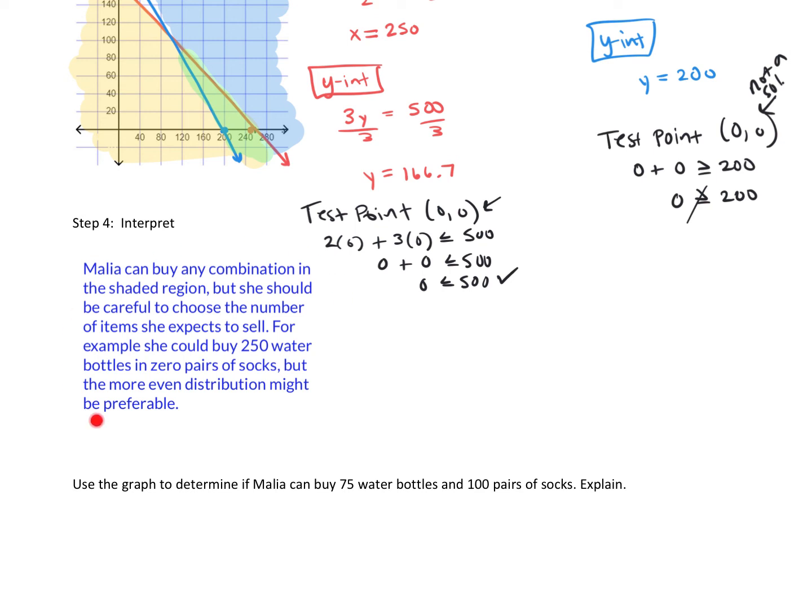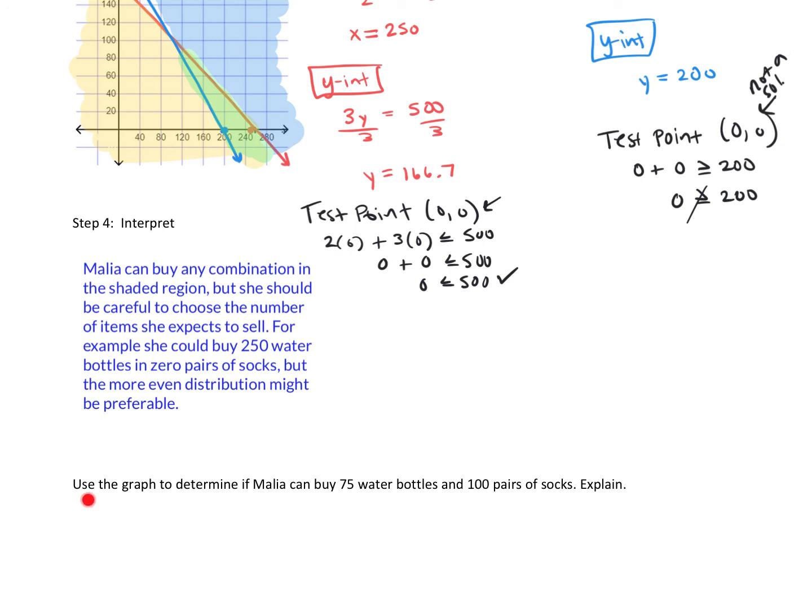All right, here's our interpretation. Leah can buy any combination in the shaded region. So again, I end up shading it in green. Any point in the shaded region would give her a combination that would meet the criteria we set up with our inequalities. But she should be careful to choose the number of items she expects to sell. For example, she could buy 250 water bottles and 0 pairs of socks, but a more even distribution might be preferable. So it might be more likely that she sells a combination of the two versus all water bottles and no socks.